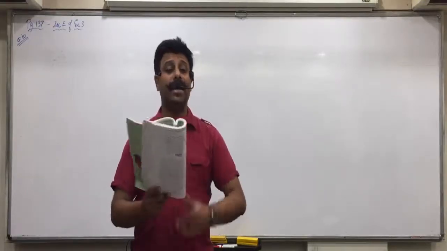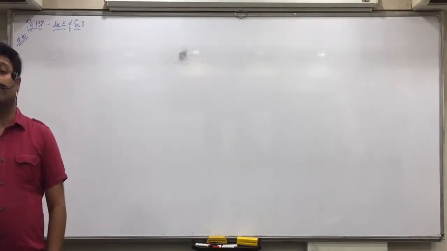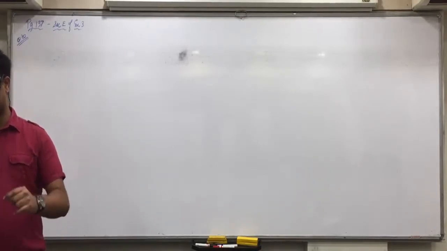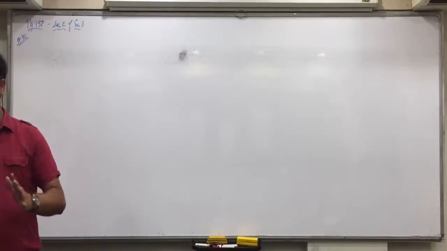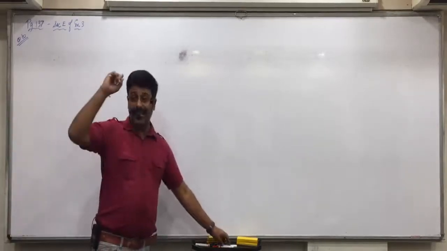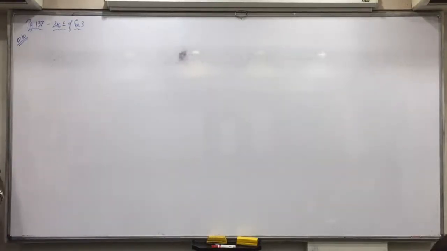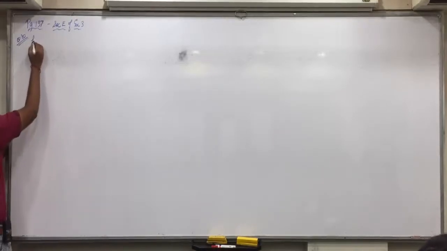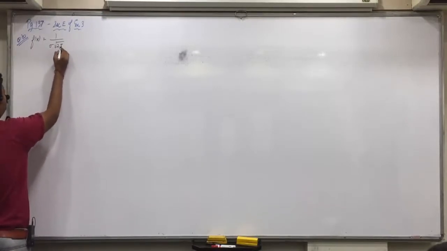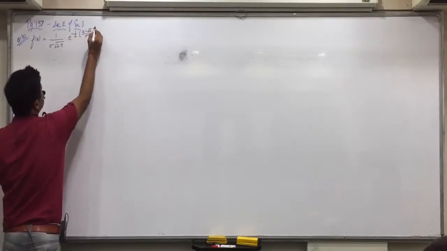A normal variable x has the following density function. f(x) equals 1 upon 50 root 2 pi into e raised to minus 1 by 2 ((x minus 150) upon 50) whole square. First of all, if you remember, yesterday we did this in the last lecture. We'll compare this with the actual function and find the values of mu and sigma. Our normal distribution is given by 1 upon sigma root 2 pi into e raised to minus 1 by 2 ((x minus mu) upon sigma) whole square.